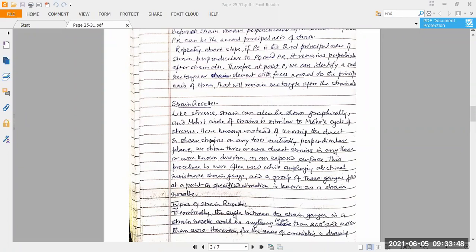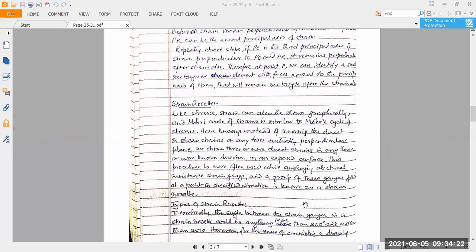Actually, we are employing electrical resistance strain gauges, with which we are measuring the strains, and a group of these gauges fixed on a part in specified directions is known as a strain rosette. So with these strain gauges, which measure the strain, we put them over a plane along known orientations, and altogether in specified directions it is known as a strain rosette itself.